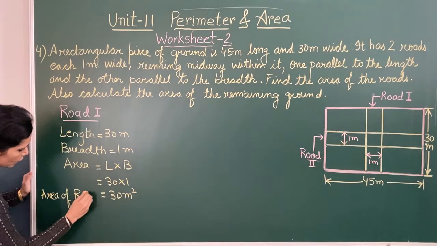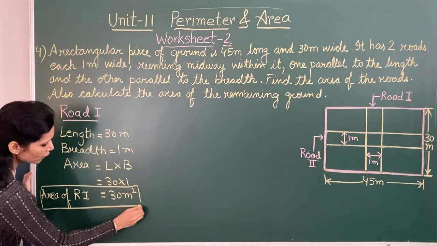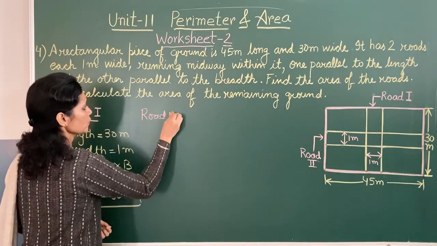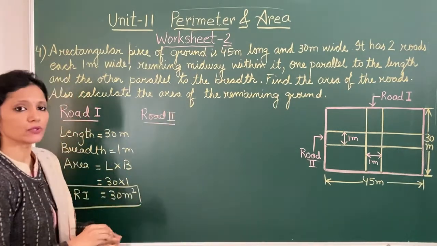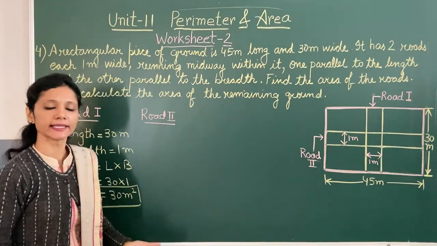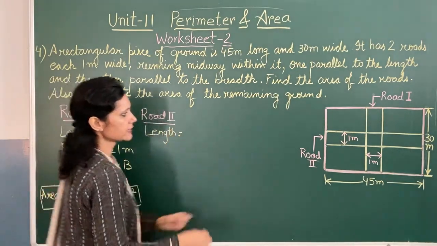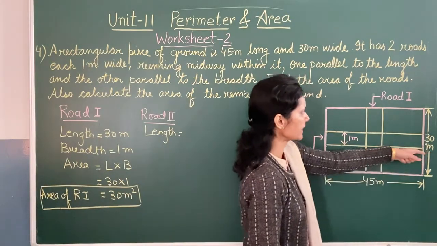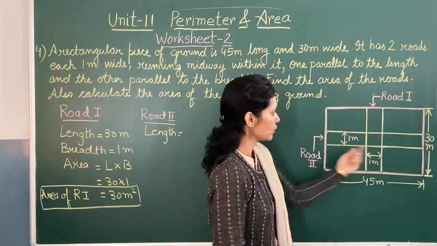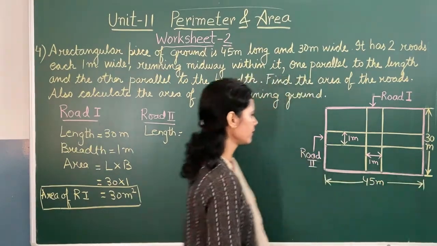Area of road 1. Next we have to find the area of road 2. So give the heading as road 2. Again, road 2 is also rectangular in shape. So in order to find the area, we need to know the length and the breadth of road 2. So this longer side is the length of road 2, and as you can see, since this is parallel to the length of the rectangle, the length of this road is also equal to the length of the rectangle, that is 45 meters.